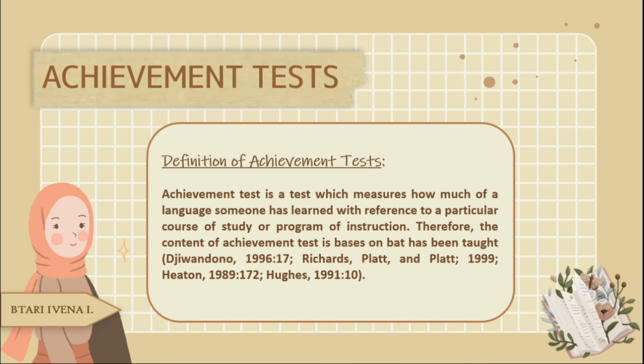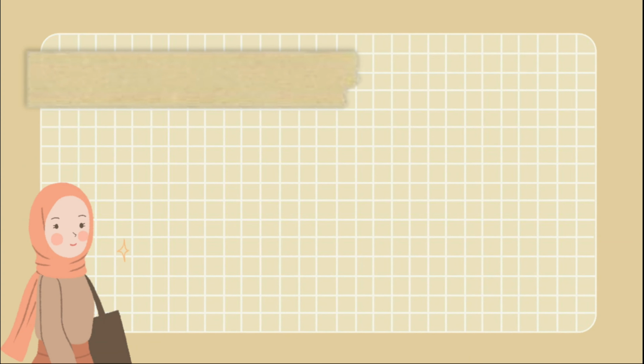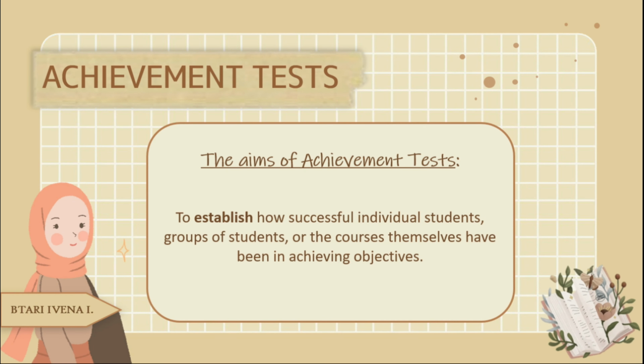Definition of achievement test. Achievement test is a test which measures how much of a language someone has learned with reference to a particular course of study or program of instruction. Therefore, the content of achievement test is based on what has been taught. The aims of achievement test: to establish how successful individual students, groups of students, or the courses themselves have been in achieving objectives.